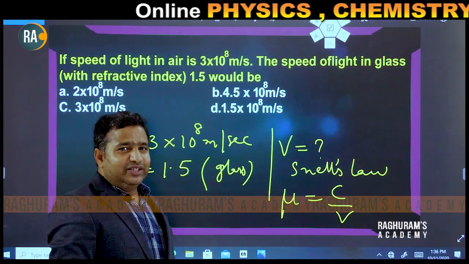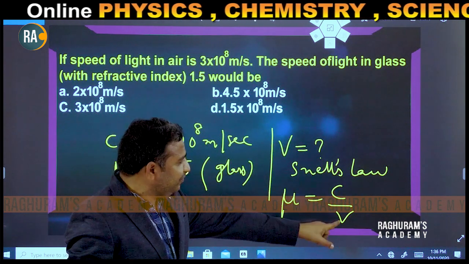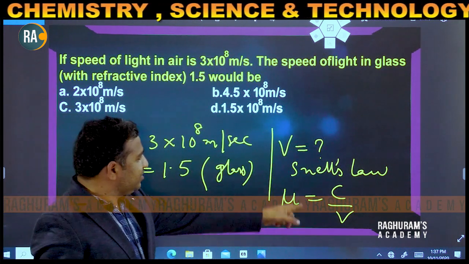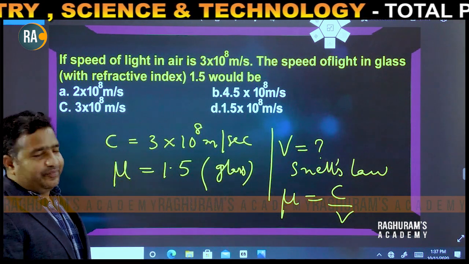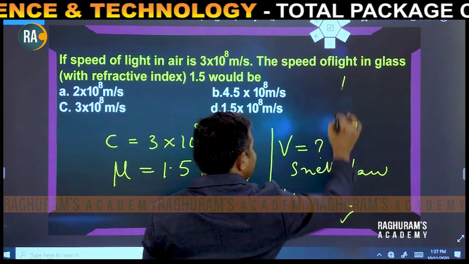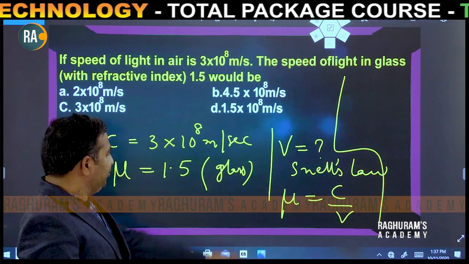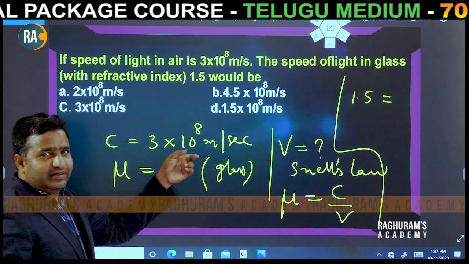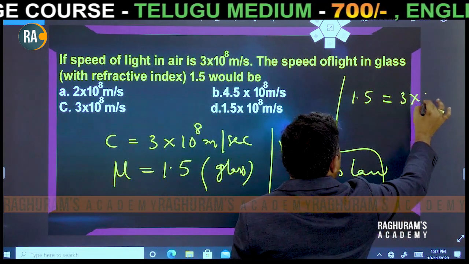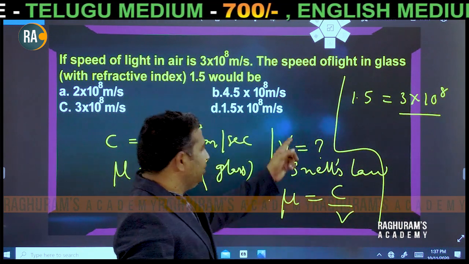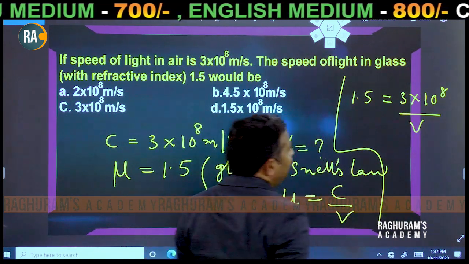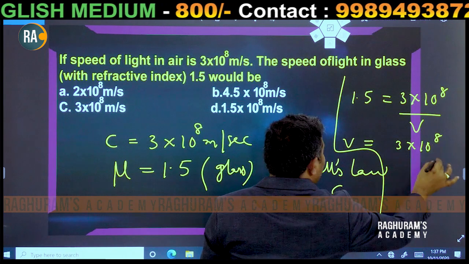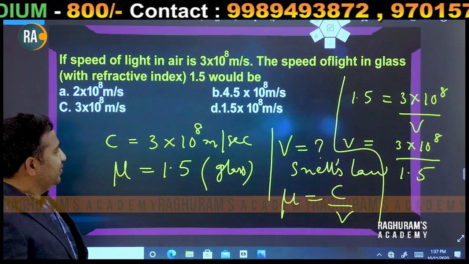Refractive index is defined as the ratio between the speed of light in air to the speed of light in the object. That is also one of the definitions of refractive index. Based on this formula, we should calculate the velocity of light in glass. If you substitute the values in this equation, you will get the answer simply. Mu is 1.5, so 1.5 is equal to c, the speed of light, 3 into 10 to the power of 8, by V. We calculate V, so V is equal to 3 into 10 to the power of 8 by 1.5.